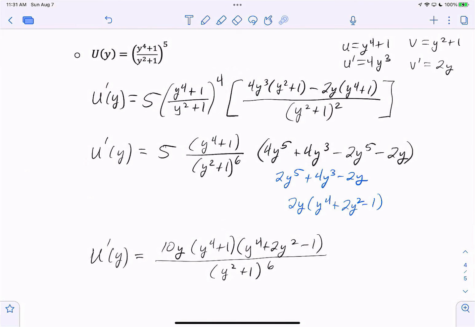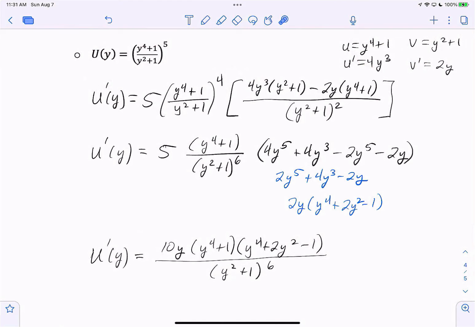All right, in the fraction, I have u is y to the 4th plus 1 and v is y squared plus 1. You may think, but u is our function. How am I able to use u and v? Well, I'm using lowercase u and v over here, and that's different from uppercase U, I know. And I use the quotient rule, which is u prime v minus u v prime over v squared.